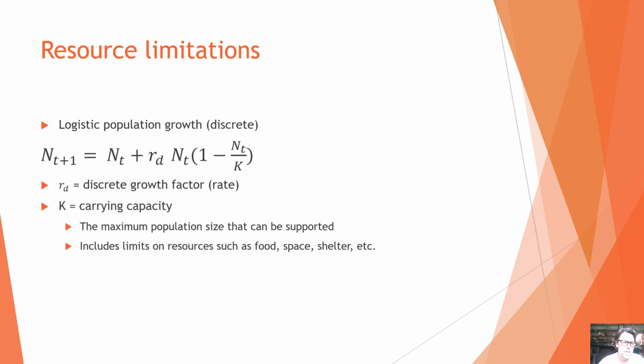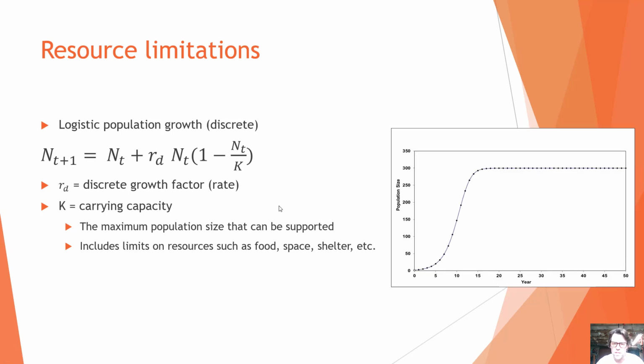This is the equation here: N sub t plus 1, where again, that's the population at the next time interval, where N sub t is the population at a given time, plus the rate R sub d, the discrete rate or discrete growth factor, times N sub t, and that is all multiplied by 1 minus N sub t over K. And K is the carrying capacity, the maximum population size that can be supported, and that is limited by resources such as food, space, shelter, etc. So you end up with a curve that looks something like this, sort of an S-shaped or sigmoid-shaped curve that is determined by the carrying capacity.